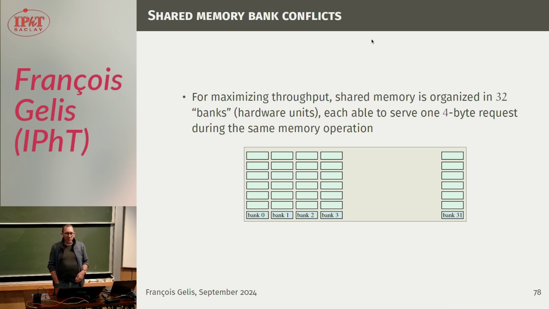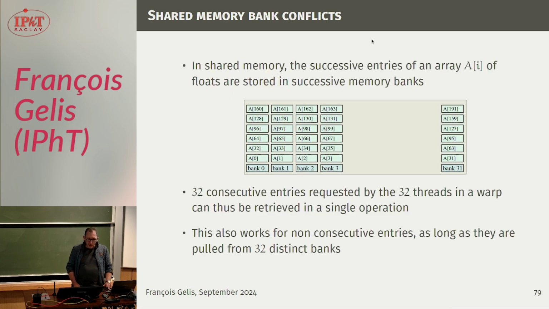So in a single memory operation, you can get the value of 1 float for each of the 32 threads in the warp. That's a way to parallelize the memory reads or writes to shared memory. When you store an array in shared memory, it's arranged with the following layout. This array, I call it A, its indices go from A0 to A91. You see A0 is in bank 0, A1 is in bank 1, and so on. And when you reach A32, it's again in bank 0, and so on.